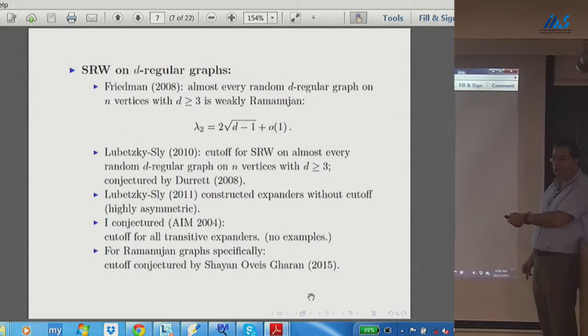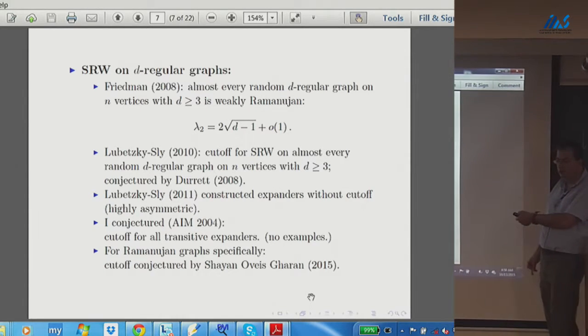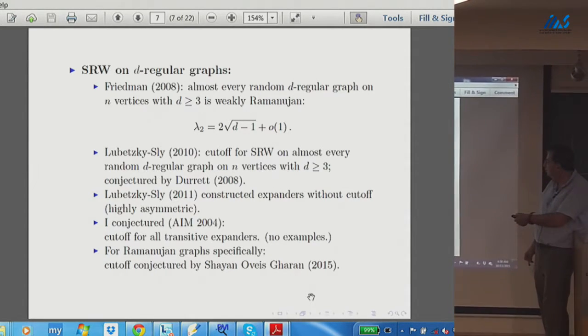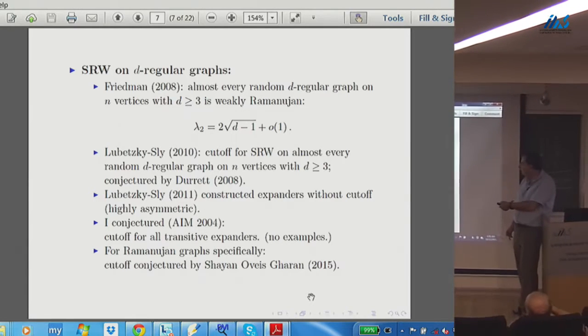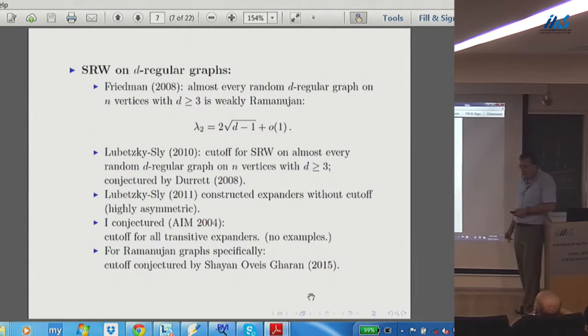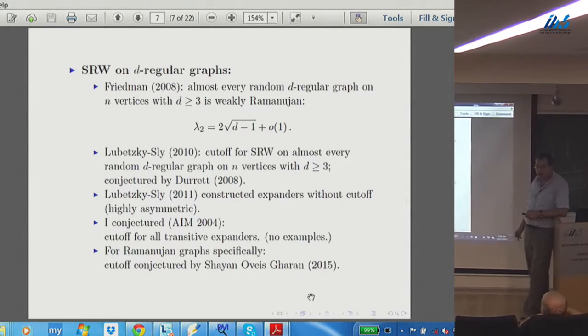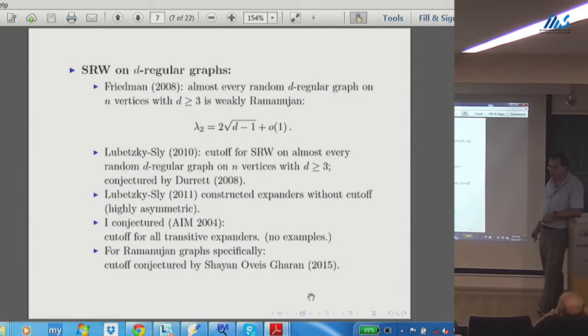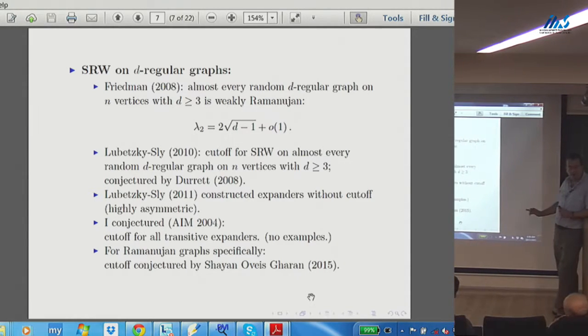There is now a relatively short proof by Charles Bordenave of this fact. Again, here in this setting, it's conjectured that a constant fraction of these graphs are in fact Ramanujan. So a fraction going to a limit which is strictly between 0 and 1, but this is not known.